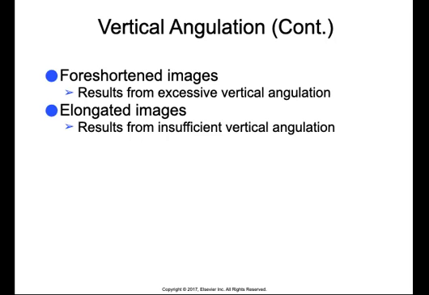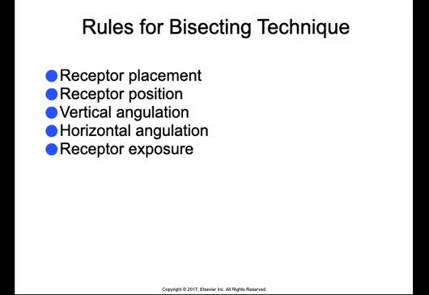So there are 5 basic rules that should be followed when using the bisecting technique. First, the receptor placement must be positioned to cover the prescribed area of the tooth to be examined. The receptor must be placed against the lingual surface of the tooth. The occlusal end or the incisal end of the receptor must extend approximately 1/8 of an inch beyond the incisal or occlusal surfaces. The apical end of the receptor must rest against the palatal or alveolar surfaces.